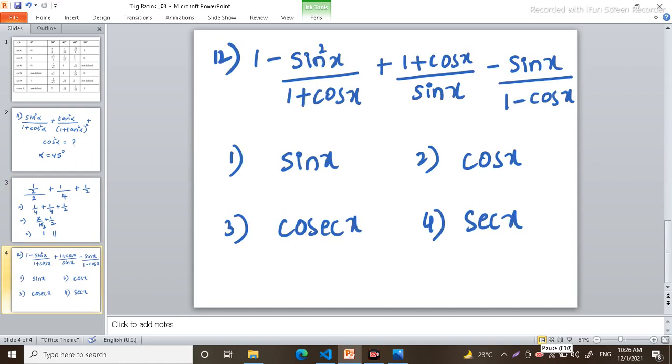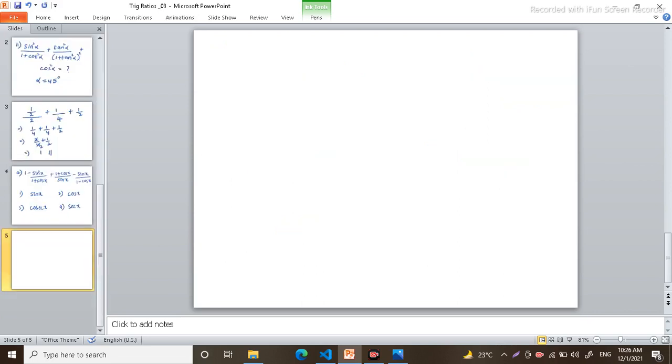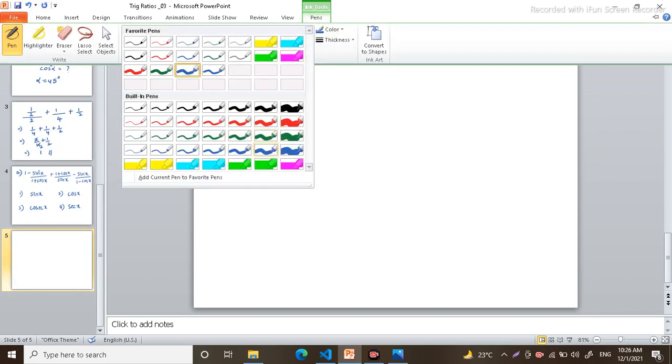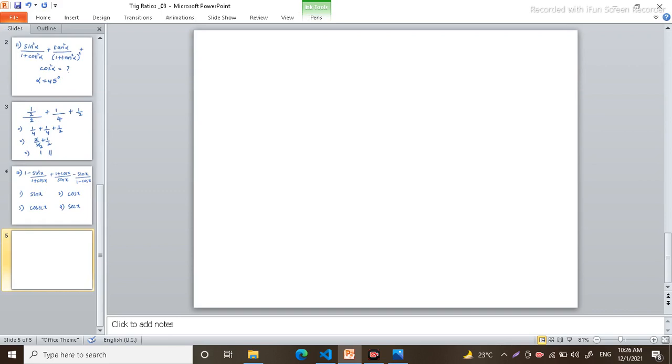Here the next question is 1 minus sin square x divided by 1 plus cos x, plus 1 plus cos x divided by sin x, minus sin x divided by 1 minus cos x. Here also we'll go with the substitution method. What I'll do, I'll take the x value as 90 degree. Why will I take the x value as 90 degree? Because cos 90 is 0.